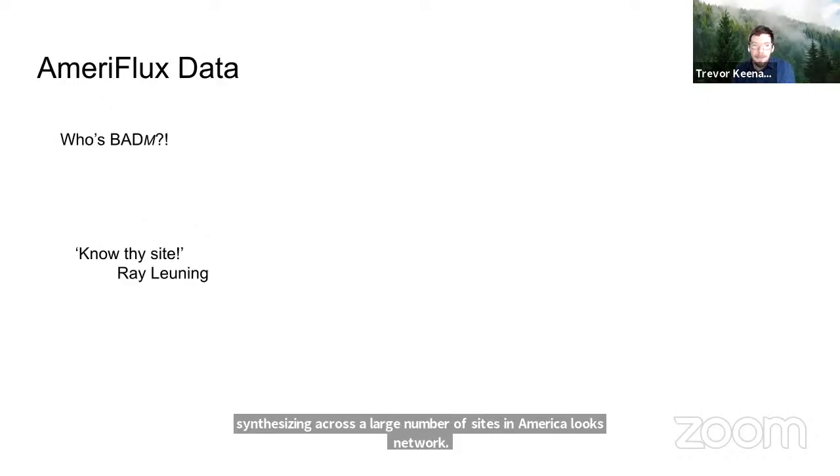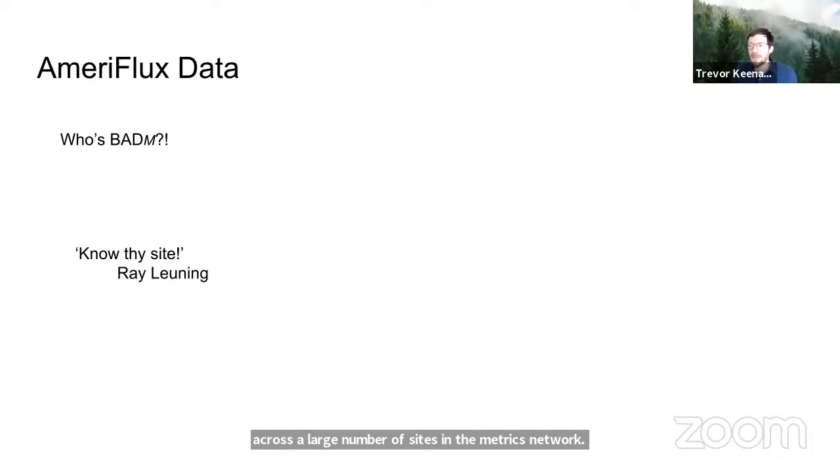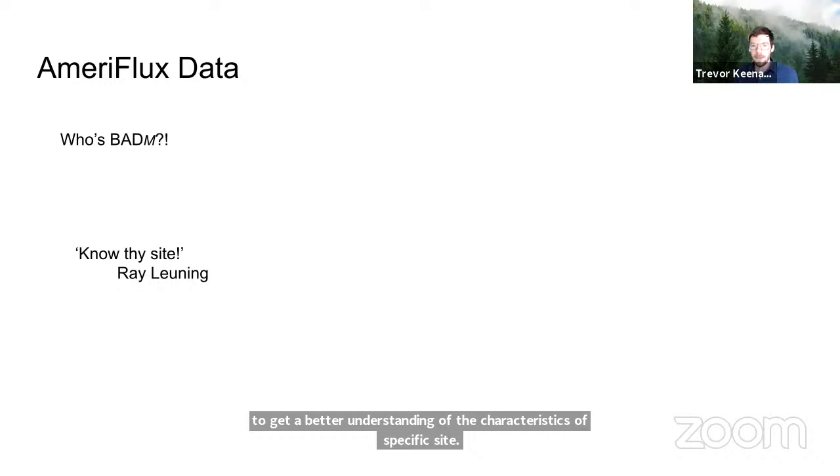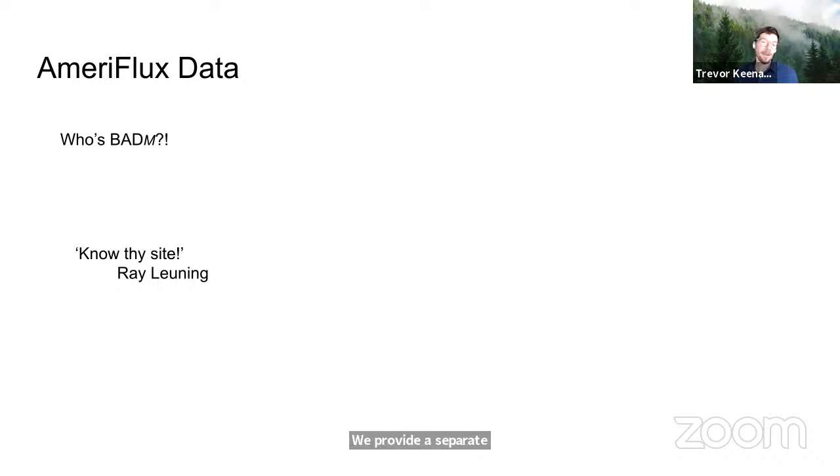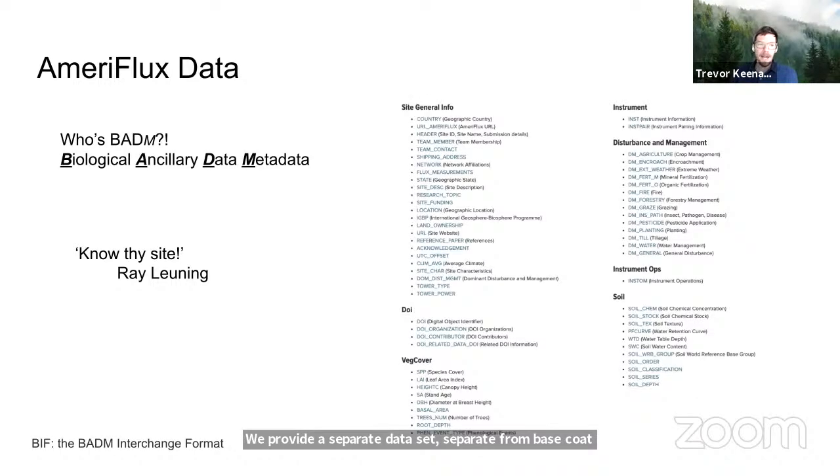And that is why BADM is so important. So what is BADM? BADM is something that we can use to, as Ray Leuning famously always said, know thy site. So to get a better understanding of the characteristics of a specific site, we provide a separate data set, separate from base, called BADM. BADM is the biological, ancillary, disturbance, and metadata file, and it contains a host of information about various different aspects of the site.